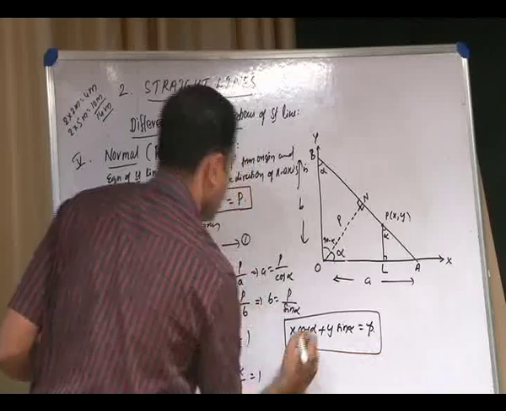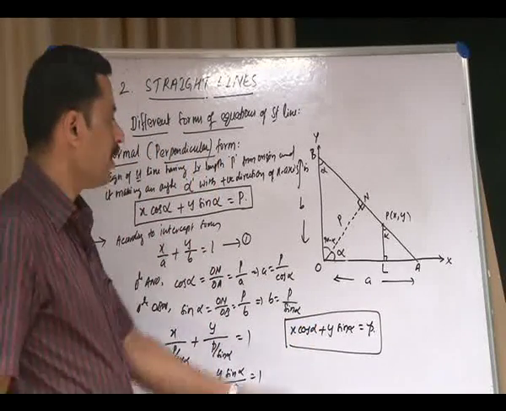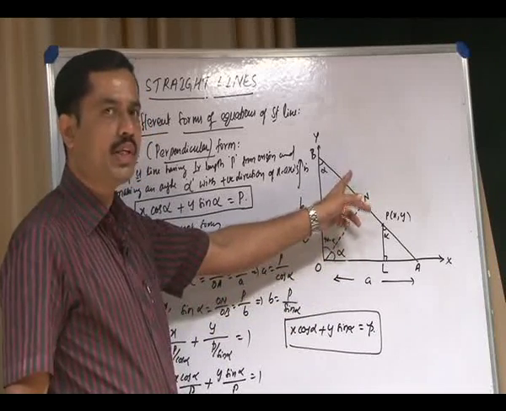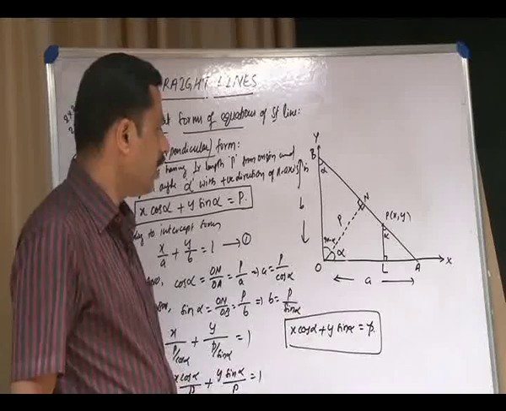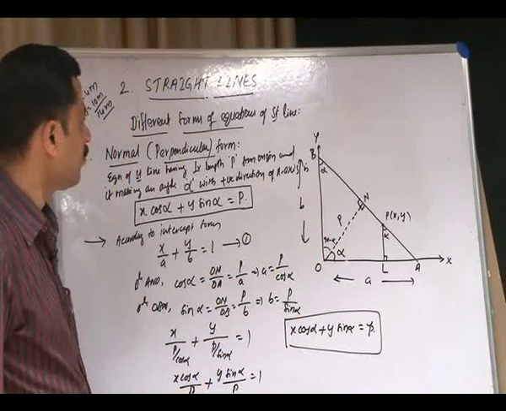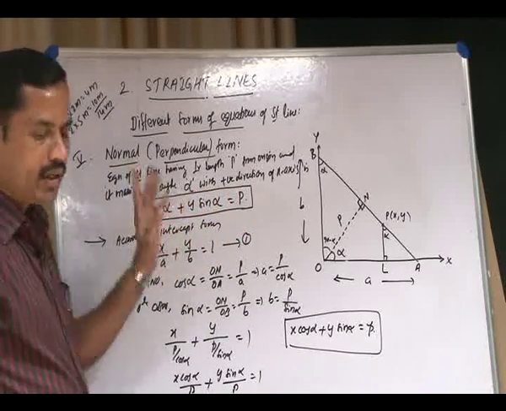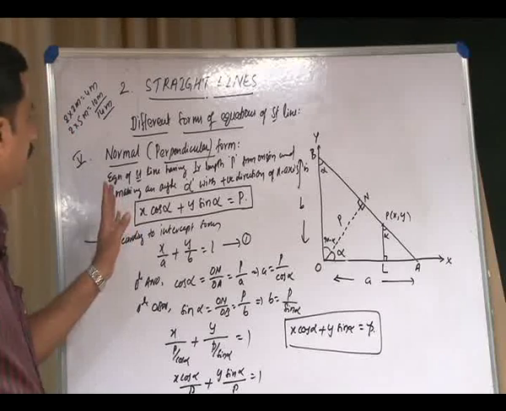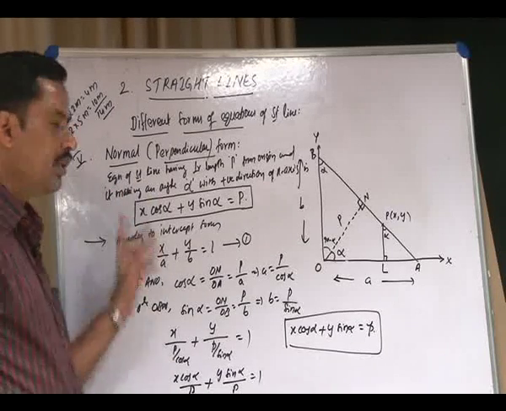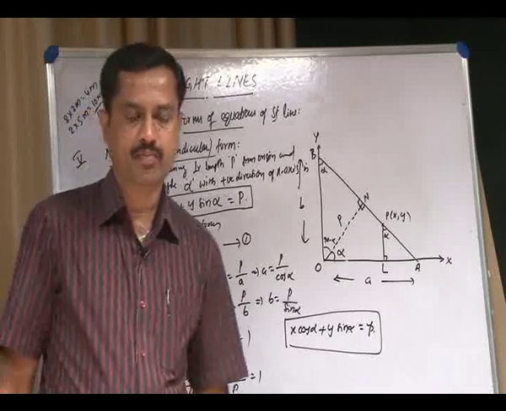This equation is called the normal form of the equation of a straight line. In this, P represents the length of the perpendicular from the origin to the straight line, that is ON is equal to P, and alpha is the angle made by the perpendicular with the positive x axis. By knowing the length of the perpendicular P and angle alpha, you can find the equation of the straight line using the normal form or perpendicular form, given by x cos alpha plus y sin alpha is equal to P.